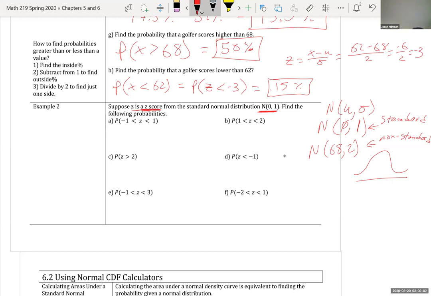Now we could turn the non-standard into standard. That's what we did before when we did our z-scores. But we're going to deal with just the standard for right now. So if I was to look at the standard curve, let's draw a big standard curve here. What are the percentages of the areas under the standard curve? I have a hard time drawing standard curves.